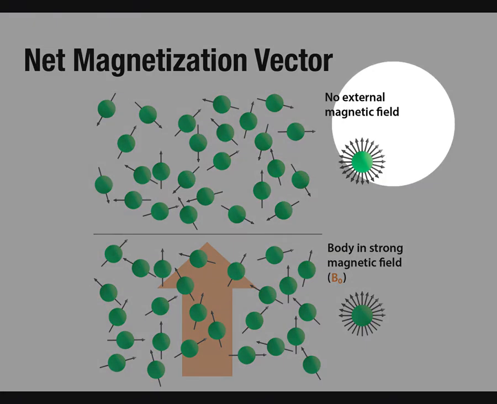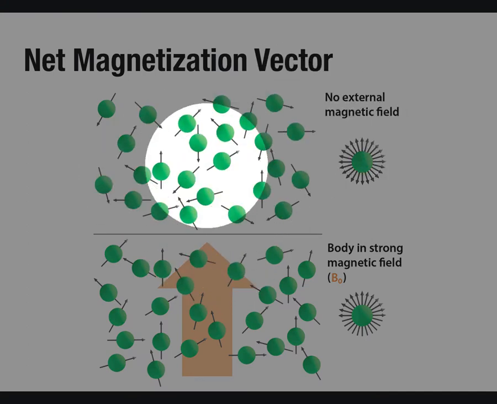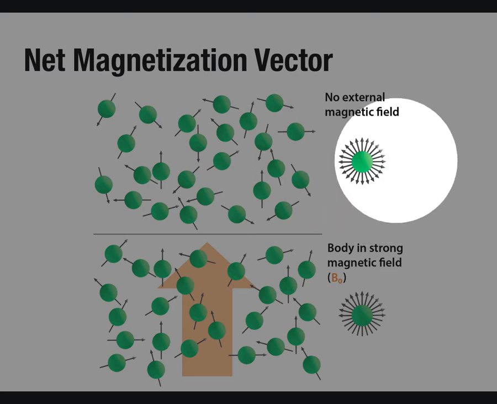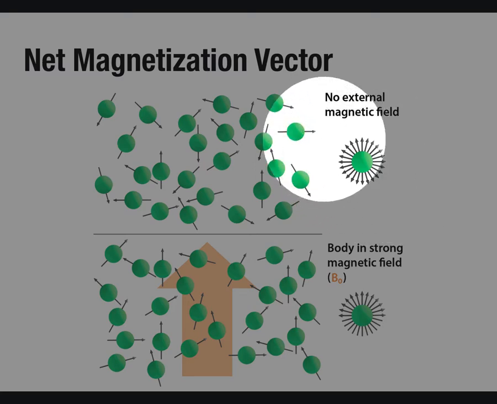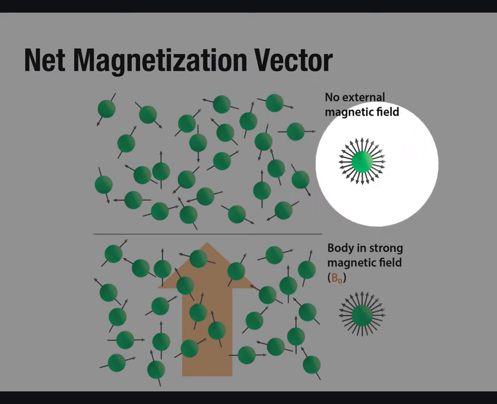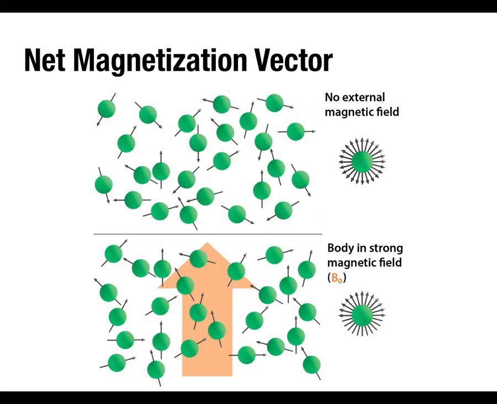So here in the top panel, you can see protons with random alignments, so they're not in a magnetic field. And over here on the right, we're representing what we call the net magnetic vector, or net magnetization vector, which is basically sort of if you sum up the orientations of all the protons, what do you get? In this case, we get 0 because there's equal numbers pointing in every direction.